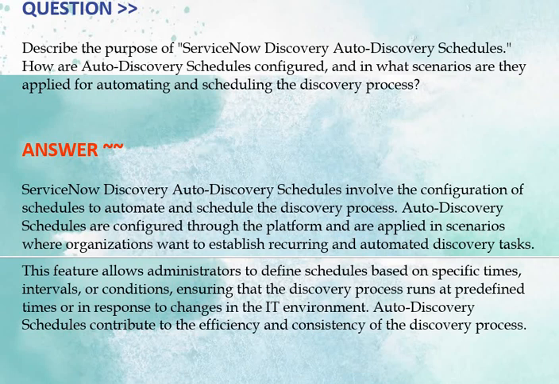ServiceNow Discovery Auto Discovery Schedules involve the configuration of schedules to automate and schedule the discovery process. Auto discovery schedules are configured through the platform and are applied in the scenario where organizations want to establish recurring and automated discovery tasks. This feature allows administrators to define schedules based on specific times, intervals, or conditions, ensuring that the discovery process runs at predefined times or in response to changes in the IT environment.